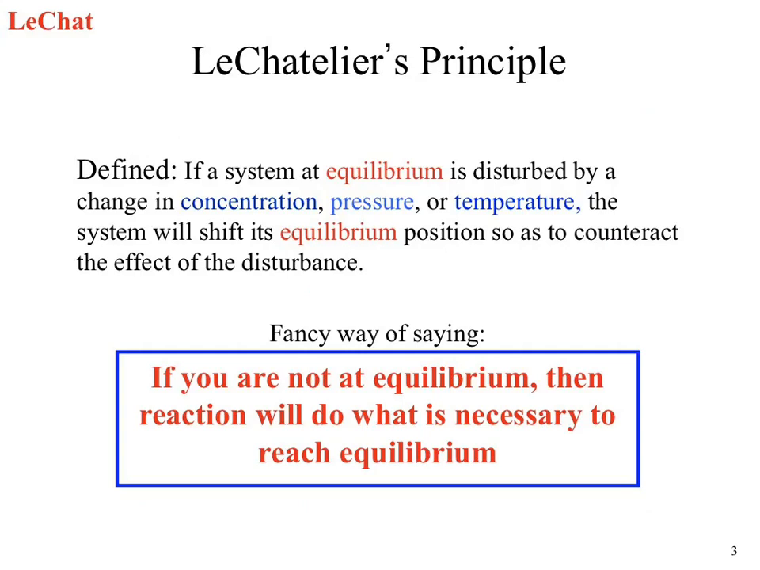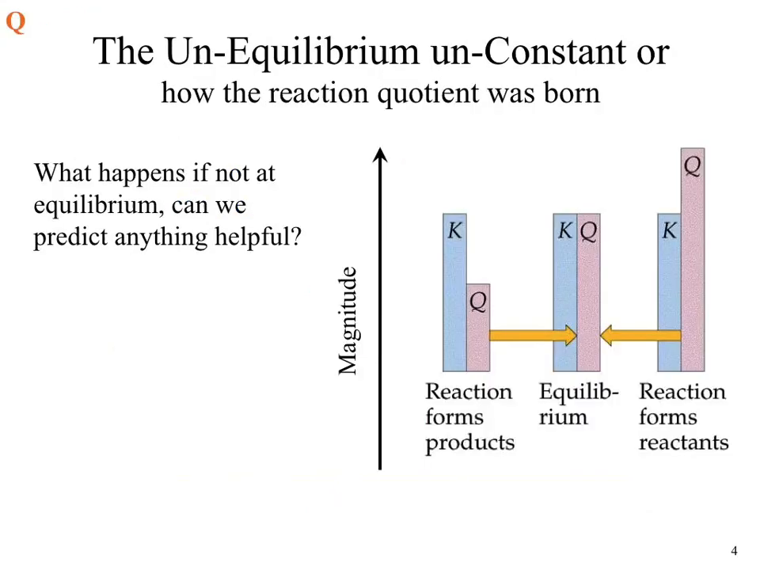Okay? So with this principle, we can now evaluate the idea of Q. Okay? And that's our unequilibrium unconstant. And that's because when we're looking at Q, we're not at equilibrium concentrations, so it's unequilibrium. And because we're not at equilibrium, we know the reaction is going to start to change our reaction concentrations in products. We're also not constant. Okay? So what's the use of this?